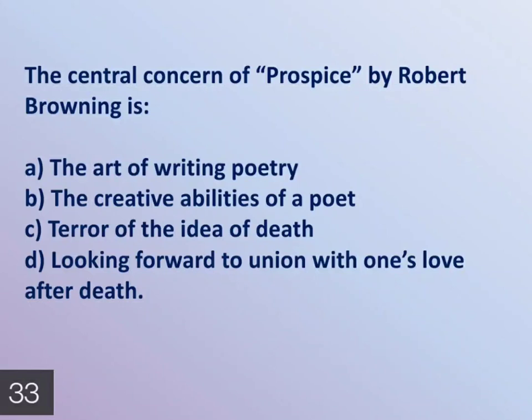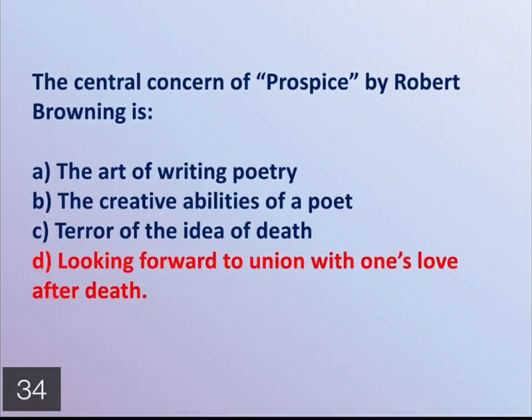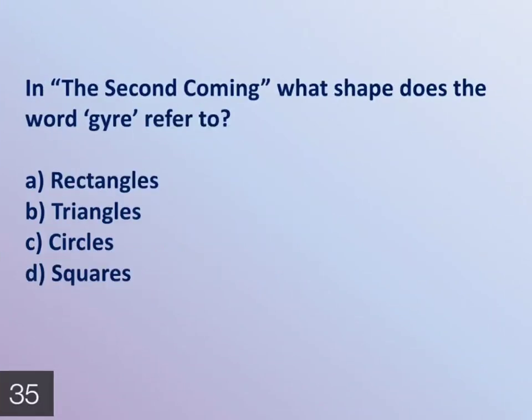So it is not about the art of writing poetry, it is not about the abilities of a poet, it is not even about the terror of death, because he faces death bravely in this poem. So it is about looking forward to union with one's love after death. Option D. In The Second Coming, what shape does the word gyre refer to?